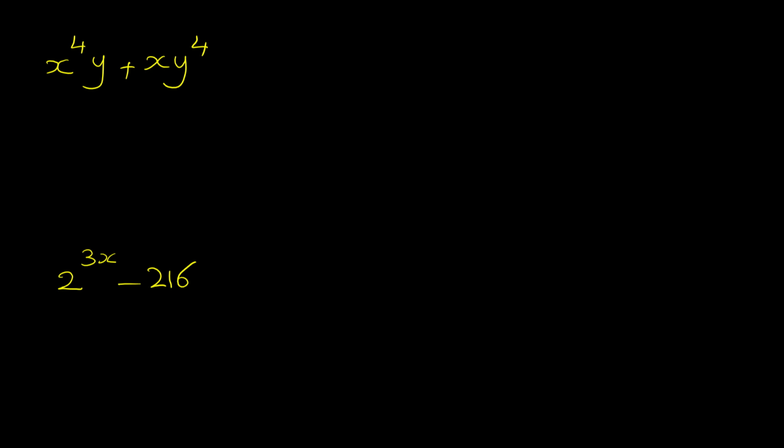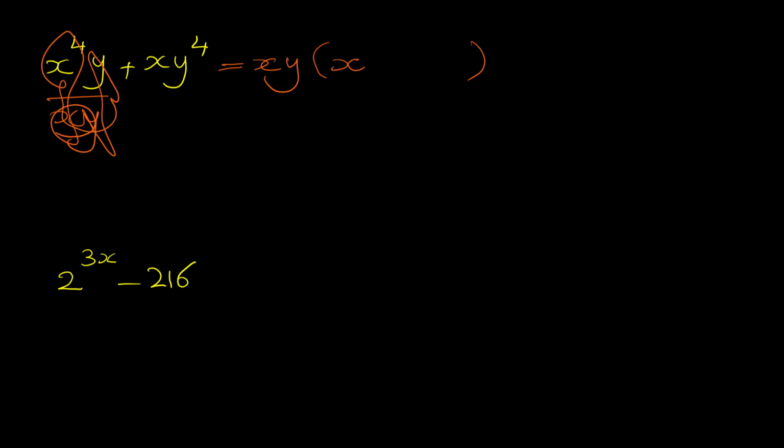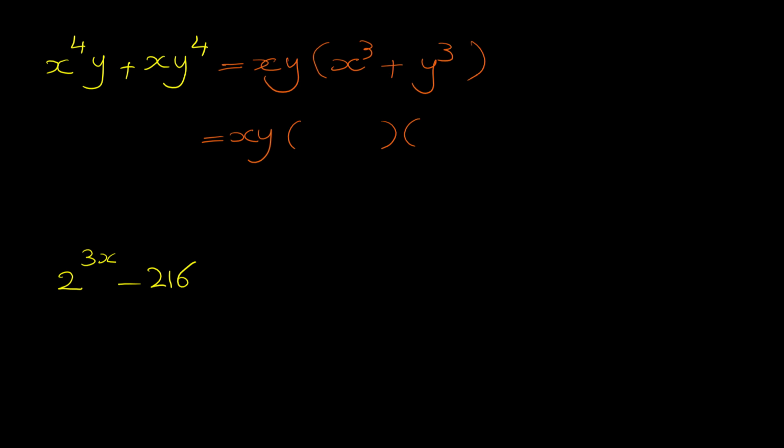If we factor xy, then we have xy times. From the first term, if we divide this by xy, y with y cancels, x4 over x is x3. If we divide this by xy, x with x cancels, y4 over y is y to the 3. Now this equals xy times x3 plus y3.